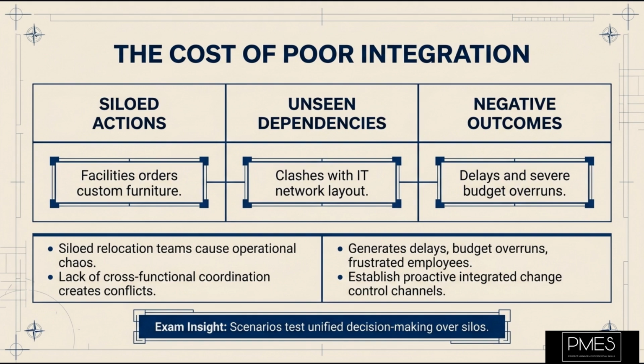The consequence of David's lack of integration is significant delays, frustrated employees, and unexpected budget overruns due to rework. The crucial lesson here is that proactive integration prevents costly and morale-damaging issues. On your exam, look for scenarios that highlight the importance of cross-functional coordination and unified decision-making.